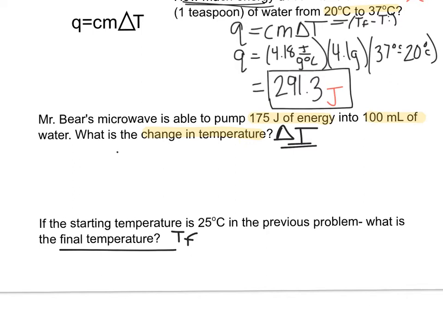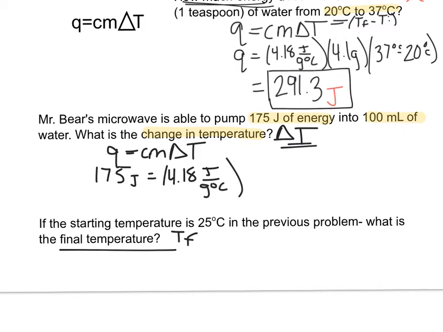Like always, I'm going to start with my naked equation, Q equals Cm delta T. This one, we're going to be solving for delta T. So we have Q, 175 joules, is equal to 4.18 joules per gram degree Celsius, times the mass, which is, again, 100 milliliters is 100 grams. I promise you I will give you your numbers in grams from now on. If you forget, they're the same number. And we're going to solve for delta T.